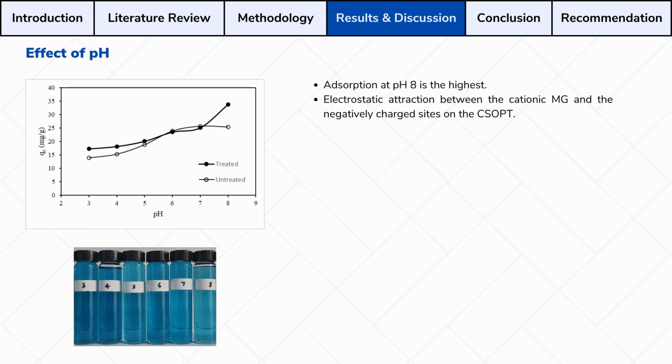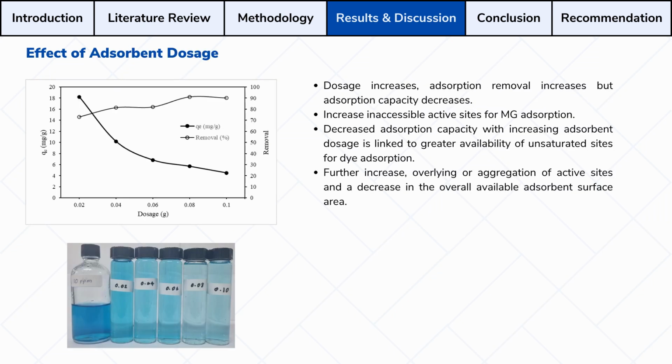This is attributed to the pH at zero point charge of CSOPT being 5, leading to increased hydroxyl ion concentration above the pH at zero point charge, enhancing electrostatic attraction between the cationic Mg and the negatively charged sites on the CSOPT. The efficacy of removing pollutants from aqueous solution is significantly influenced by the quantity of the adsorbent used.